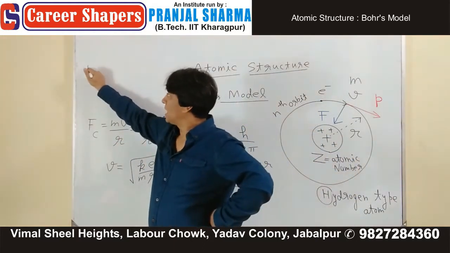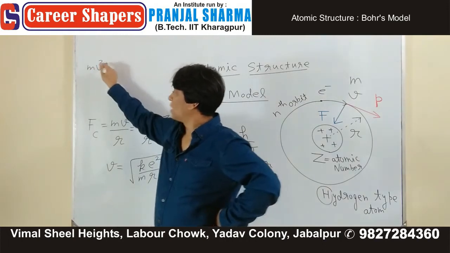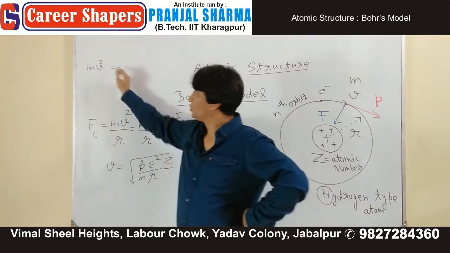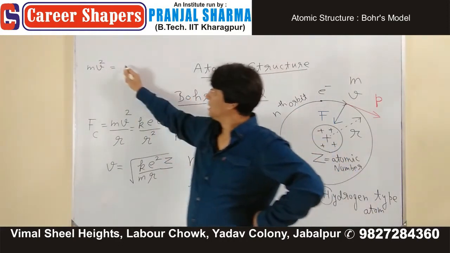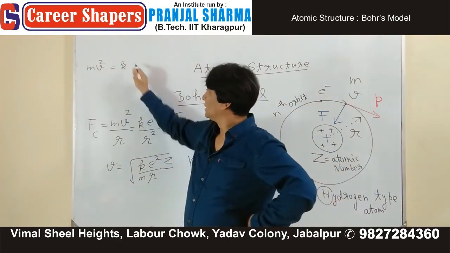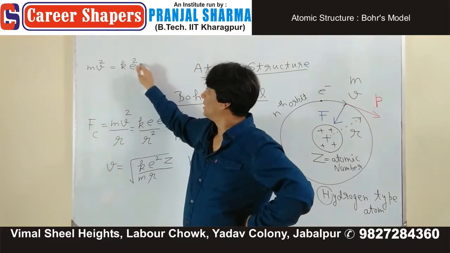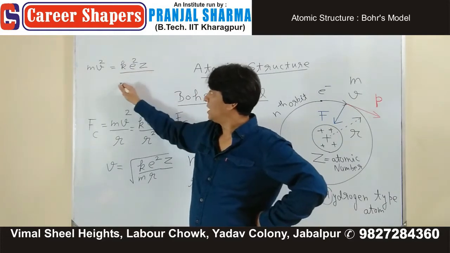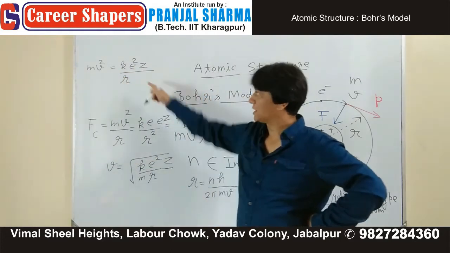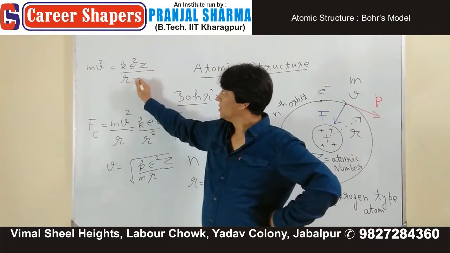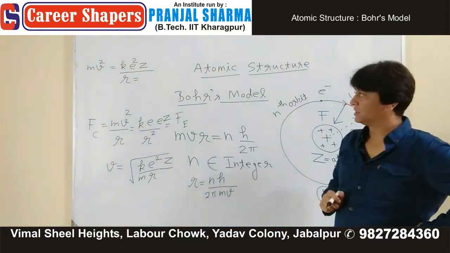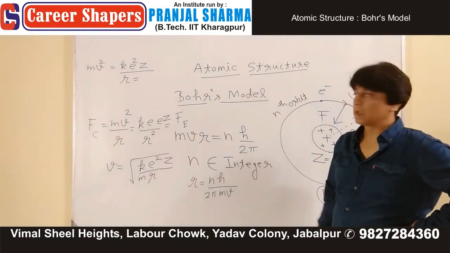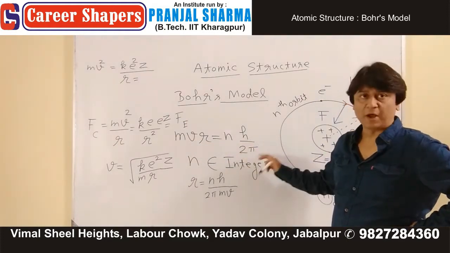We have got m v square, which is equal to k e square z divided by r. R and r square cancel. This is your r. This r is mvr, nh upon 2 pi.